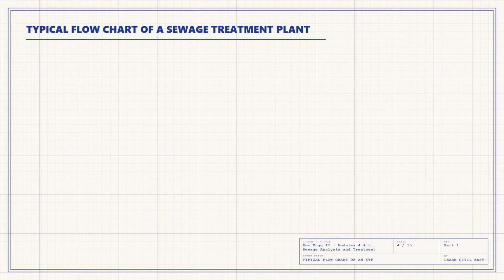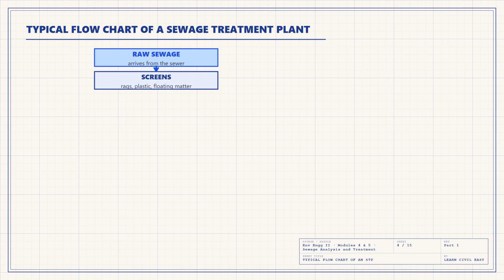This is the drawing to memorize. Almost every long question in this topic begins: describe the treatment of sewage with a neat flow diagram. Read it as 2 lines running side by side. Down the left is the water line. Raw sewage arrives from the sewer. It passes the screens, then the grit chamber. That is preliminary treatment complete.